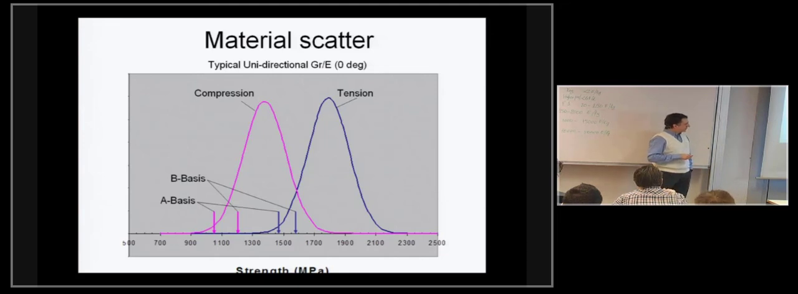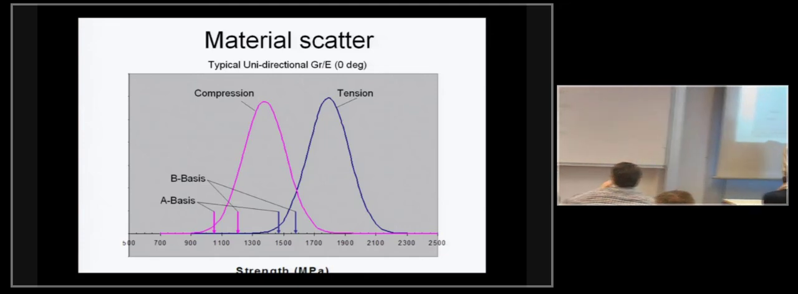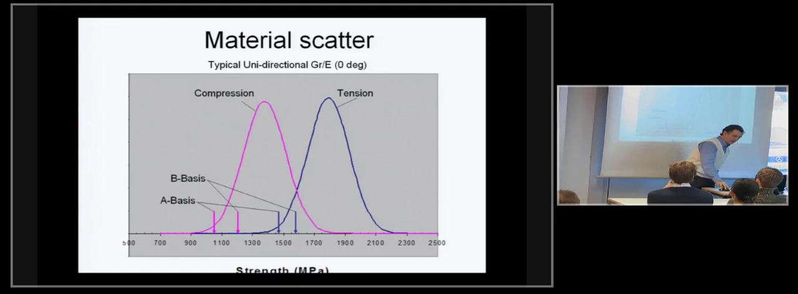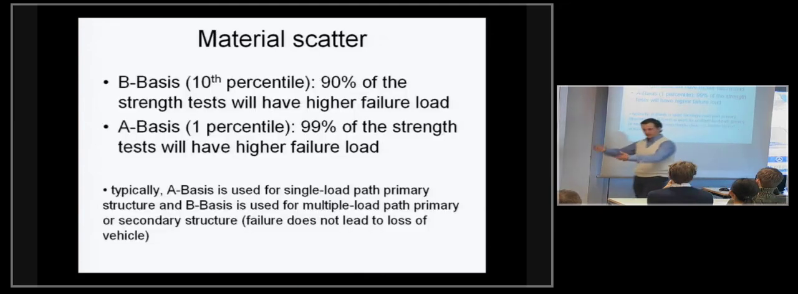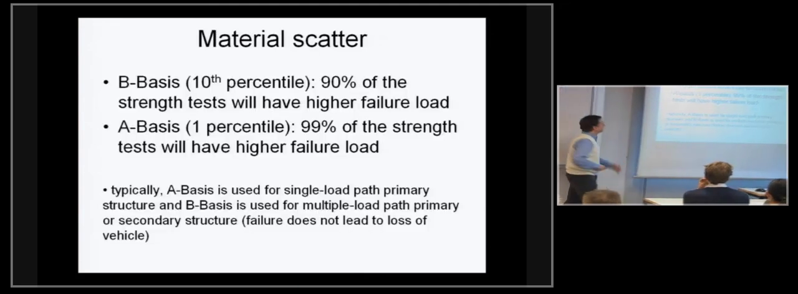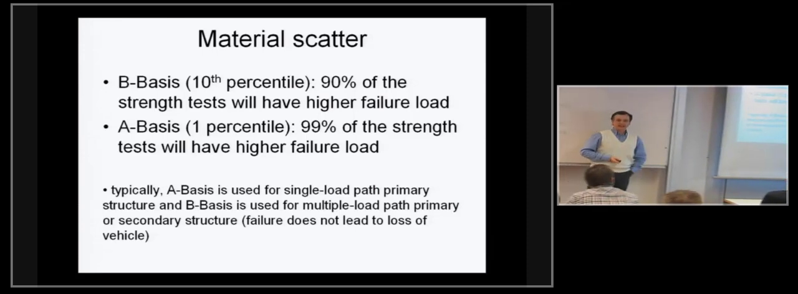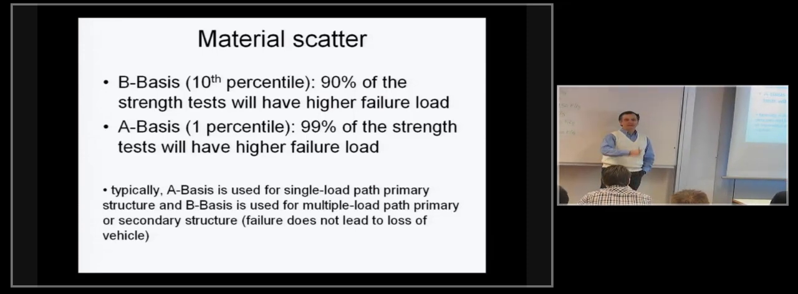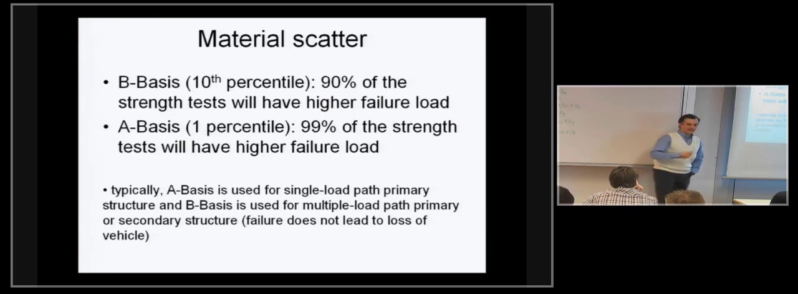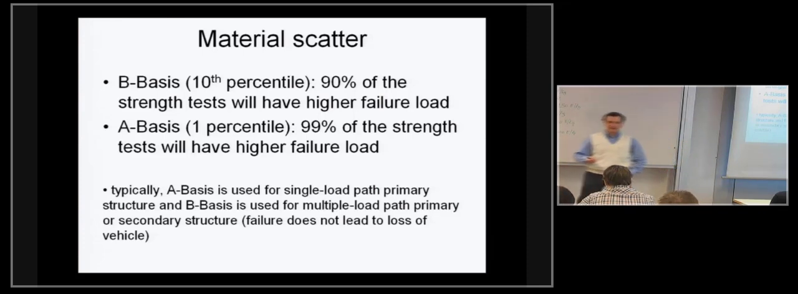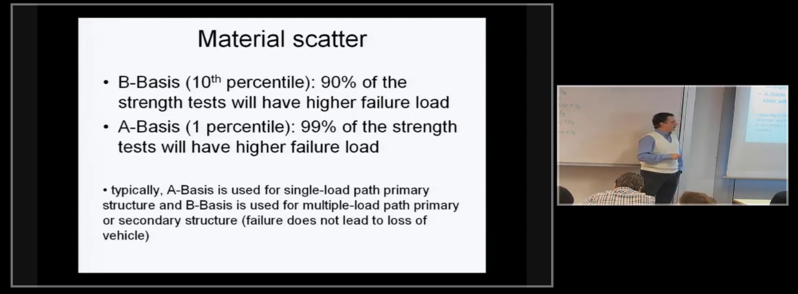So there are two values that are statistically defined, the so-called B basis and A basis, and those are the values we use for design, and they are in fact dictated in the design process by both the certifying agencies but also the manufacturers of the design. The B basis is the 10th percentile. Basically 90% of the tests you would ever do on that material would be higher than that value. And the A basis is the 1 percentile, so 99% of the tests you would ever do would have higher strength.